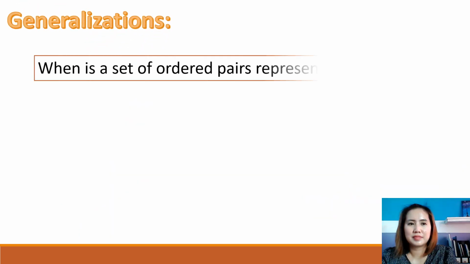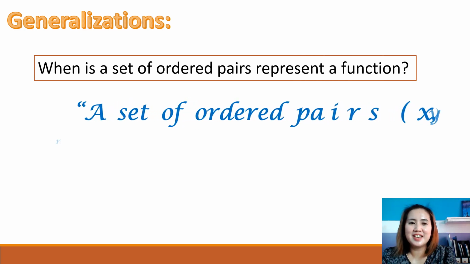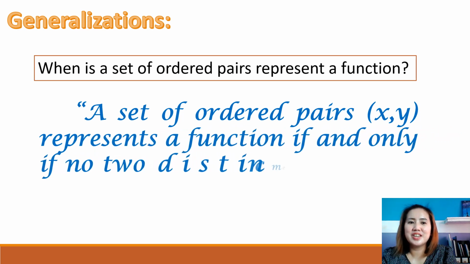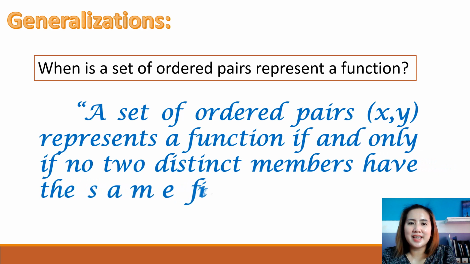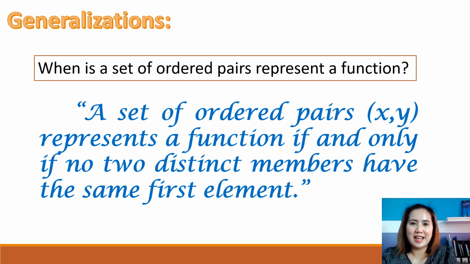Now, let us generalize our lesson for today. So when does a set of ordered pairs represent a function? A set of ordered pairs (x, y) represents a function if and only if no two distinct members have the same first element.